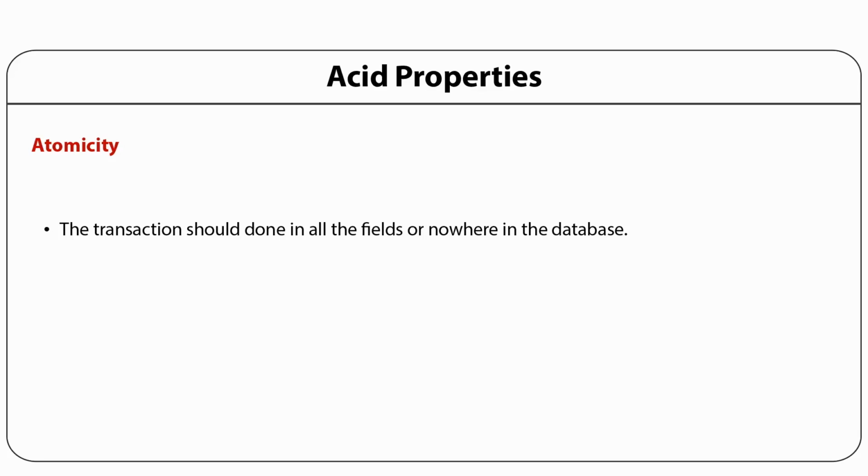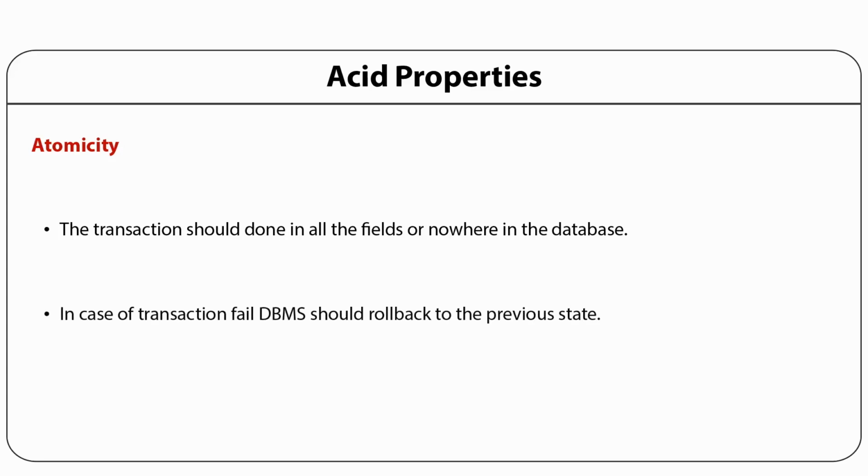What it says is, if you make any change in the database management system, or you make a change in a particular field, the change should be reflected across the whole database. If at all there is a break or there is a fail in between, the system should roll back to the previous condition. That means there should not be any change. That is what it says: the transaction should be done in all the fields or nowhere in the database.